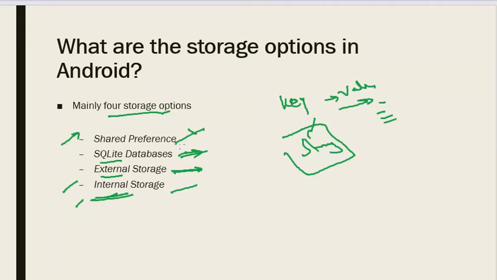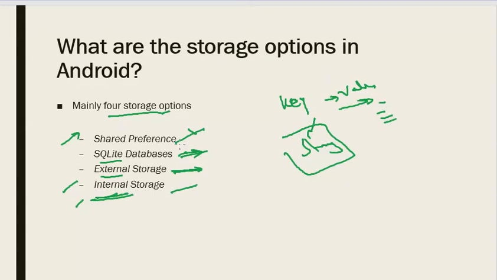So you need some permissions to be given to your app to be able to do this. Of course you have to write those permissions in your manifest file, and the user has to confirm those permissions when he installs the app, if it wants to write some data on the external storage or read some data from it. So that's the four basic options for storage that you have in Android.